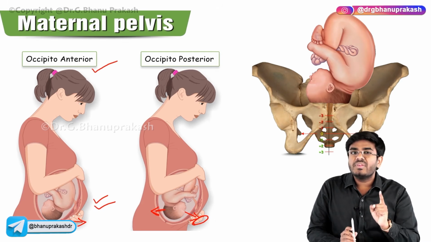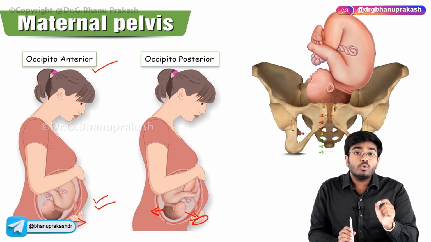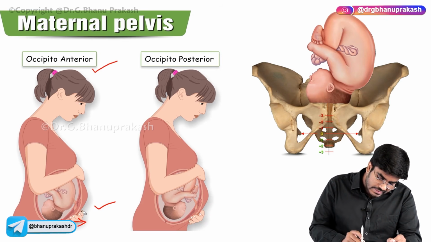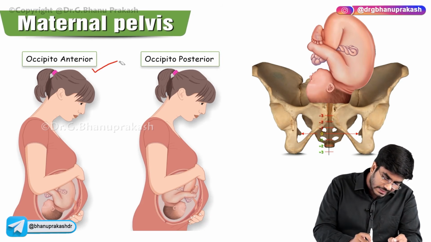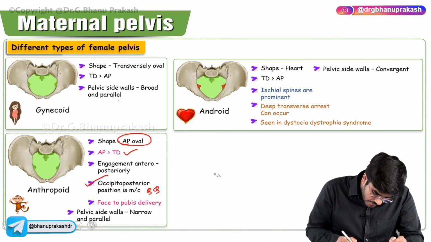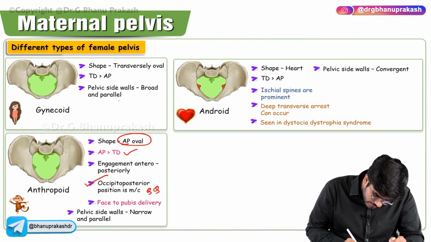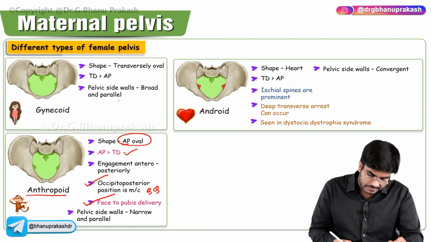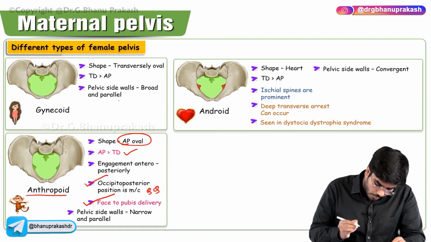Yes. So, if someone asks you, face to pubis delivery is most commonly seen with which type of pelvis? Anthropoid pelvis. So a very important point, concentrate here: face to pubis delivery is seen in anthropoid pelvis. Okay, now one more important point.